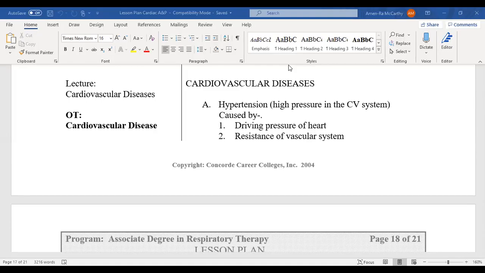The right side does not care what the left side is doing. The right side is only concerned with pushing blood to the lungs and getting it back from the body, okay? That is the pulmonary circulation side. The left side is systemic, AKA, where does this blood go? To the body. That is the left side.